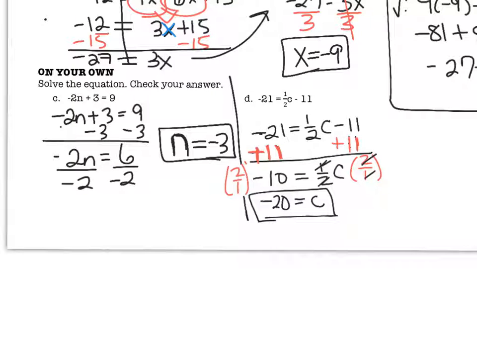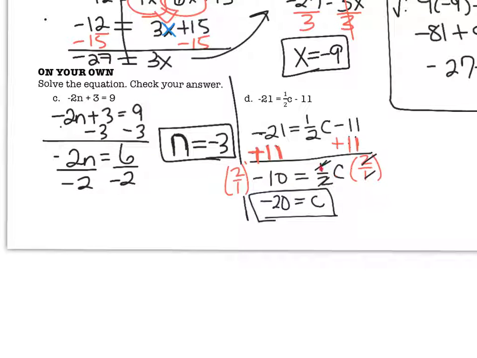So for letter C, you should have gotten n equals -3, and for letter D, you should have gotten C is equal to -20. One thing I would like to point out in letter D is when you set up the equation, we're going to add 11, great. So then you're left with -10 is equal to 1/2 C.